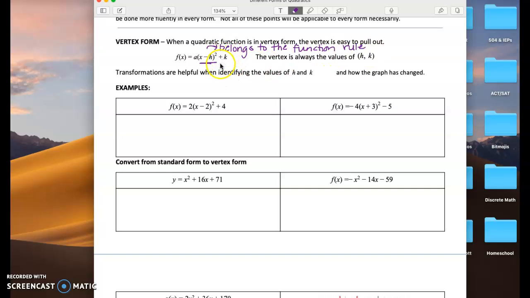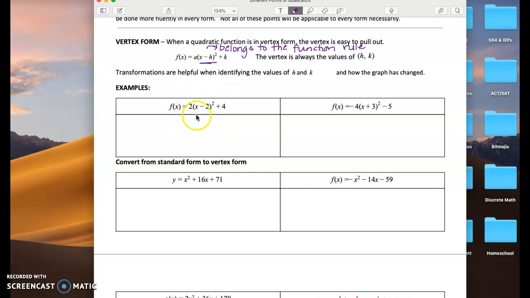The k, again, is your vertical transformation, up and down, and we don't have to worry about the opposite of that. But if you remember with left and right translations, it was always the opposite. If it was a negative, it moved it to the right. If it was a positive, it moved it to the left, which is the opposite of what we would expect. And again, the a value in the front just talks about a stretch or compression. And if it's a negative number, then it's going to open the parabola down.